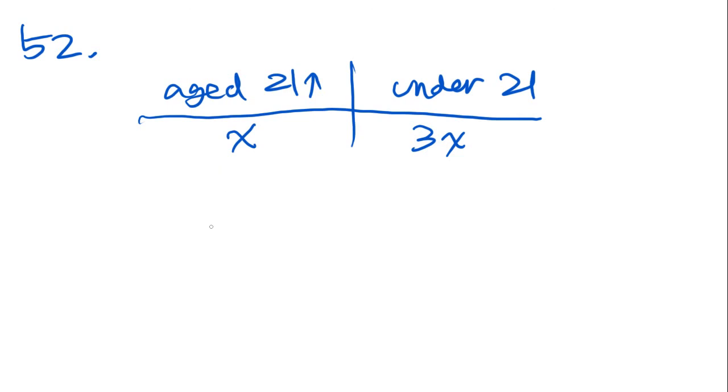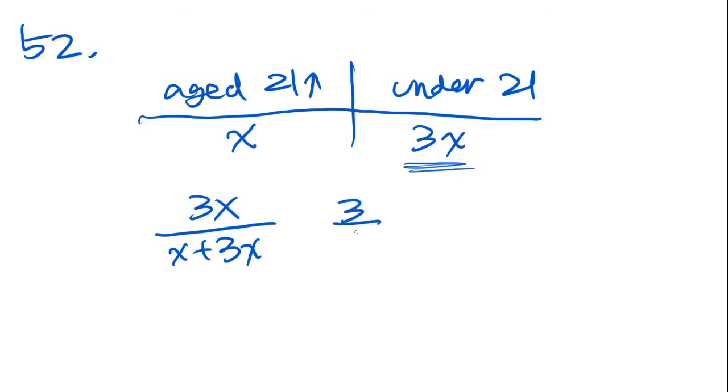And they're saying, what is the ratio of those under to the total population? So the ratio of these people to the total population, well, that would be 3x over, total would be x plus 3x. So that's 3 over 4. And that is answer choice E.